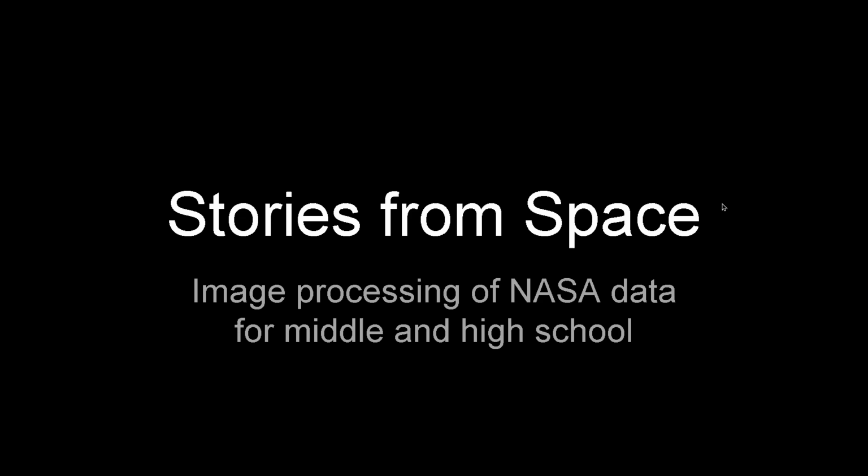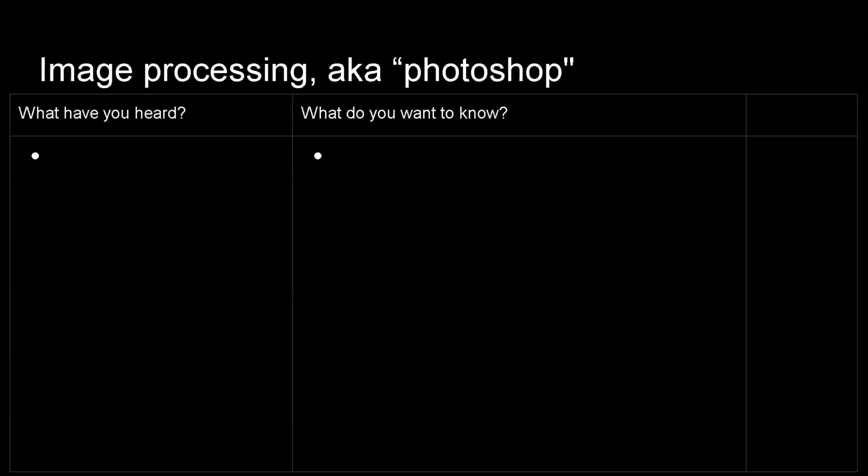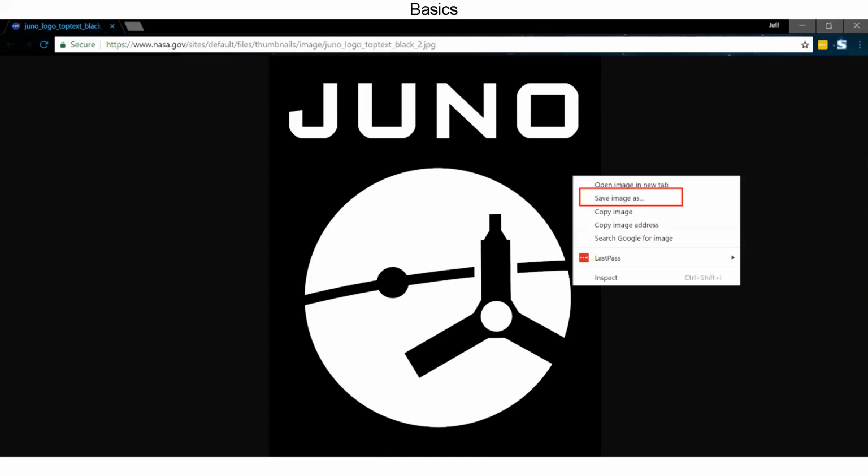I'm going to run through this whole slideshow really quickly. I always start with a KWL chart. For those who don't know, KWL stands for know, want to know, and learn. You start by asking, what have you heard about photoshopping? Because that's the generic term, kind of like Xeroxing or Kleenex. Photoshop is the generic term now, even though it's the brand name of a commercial program. That's how people know this whole area of image processing. What do you know about Photoshop? What do you want to know about Photoshop? All of that. And then you start going through the basics.